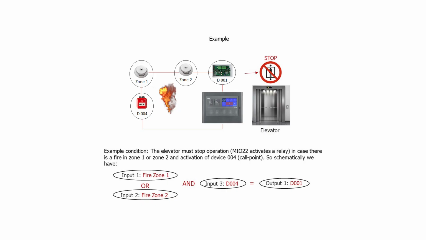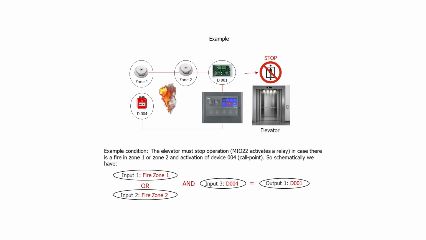In this example, the elevator must stop operation in case of a fire in Zone 1 or Zone 2 and activation of the manual call point. We are using a relay output of the MIO22 module that is going to stop the elevator. The difference here is that we have the additional requirement that says we will also need a signal from the call point in order to trigger the logical scenario.